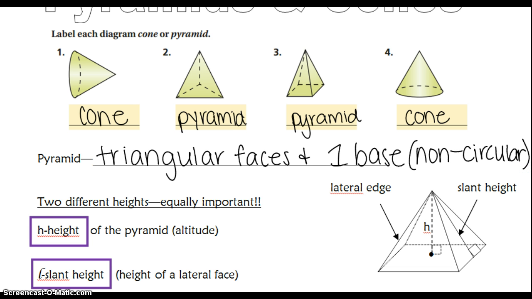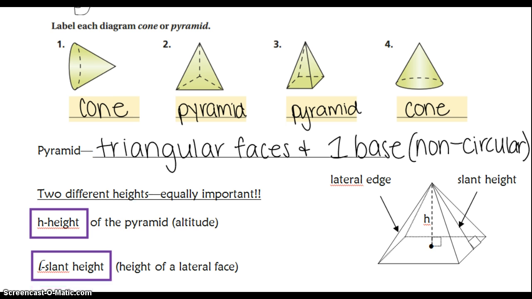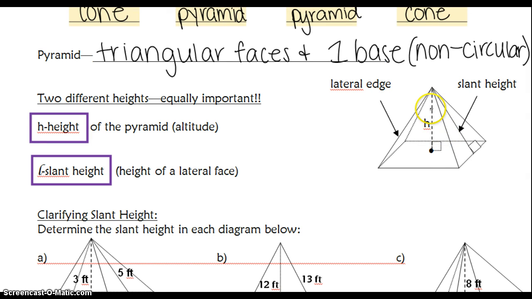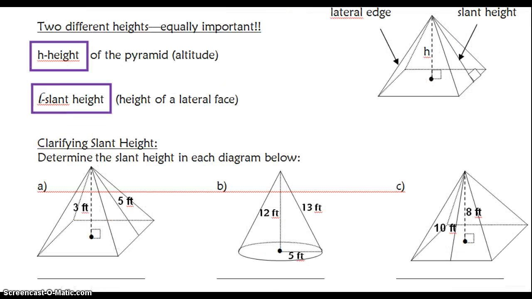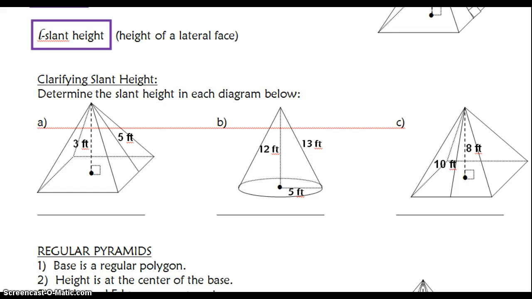Okay, so we talked in the formula sheet about the two different heights that you can have. You can have the regular height, like the altitude, that's labeled H in the picture here, or you can have the slant height. It's the line that's actually slanted. It's on the face. So let's clarify the difference between the height and the slant height.